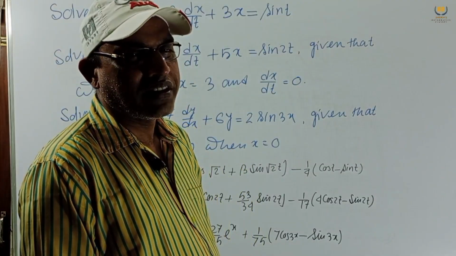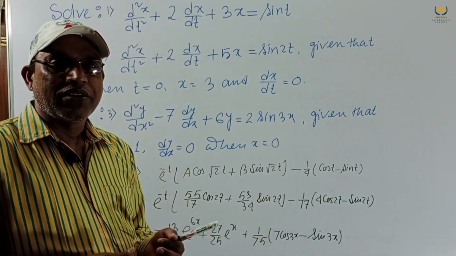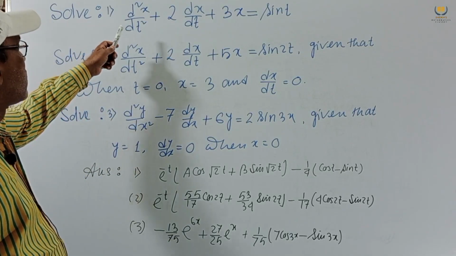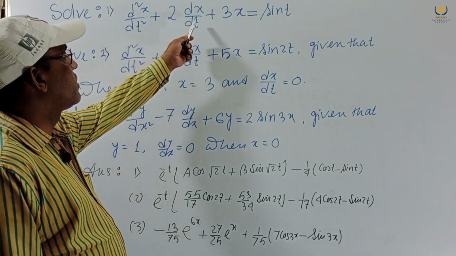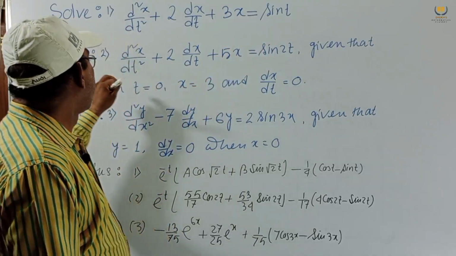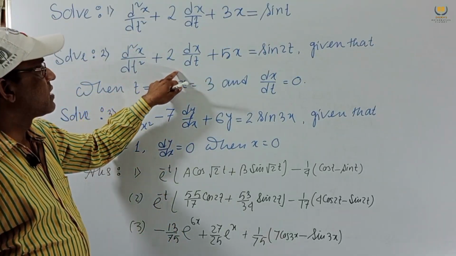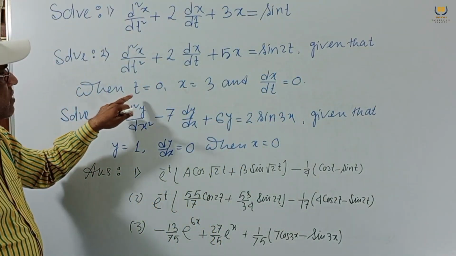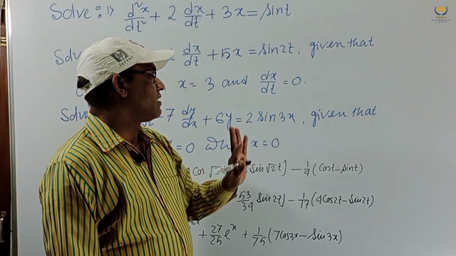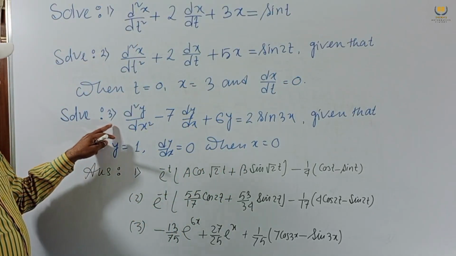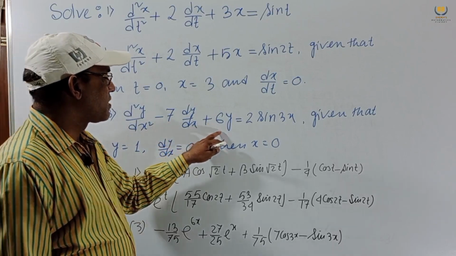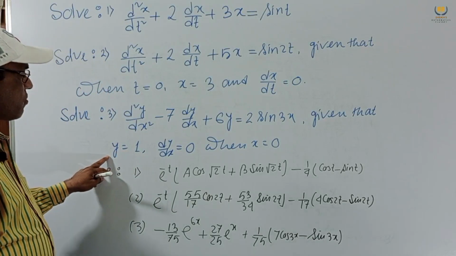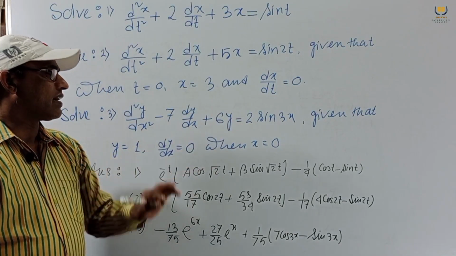Consider some homework, so you have to try yourself for mental satisfaction. Now the problems are: number 1, solve d square x by dt square plus 2 dx by dt plus 3x equal to sin t. Number 2, d square x by dt square plus 2 dx by dt plus 5x equal to sin 2t, given that when t equal to 0, x equal to 3 and dx by dt equal to 0. And number 3, d square y by dx square minus 7 dy by dx plus 6y equal to 2 sin 2x, given that y equal to 1, dy by dx equal to 0 when x equal to 0.